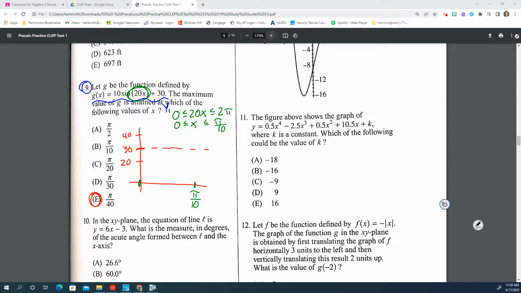Sine starts at a 0 or at a max? 0, ends at a 0. Halfway here, which would be pi over 20, halfway it crosses. So unless it's reflected, halfway is a max, halfway is a min, like so. So halfway here, pi over 40 would be your max. Okay, that's how you could do it without your calculator.